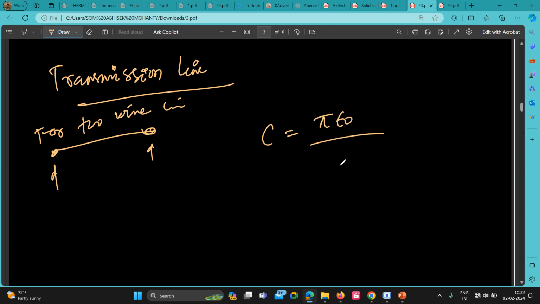Next is the transmission line. We have done this in a separate video, you can check in the playlist. Transmission line. So for two wire line, this is two wires, capacitance C is equal to pi epsilon naught by ln 2d by d.